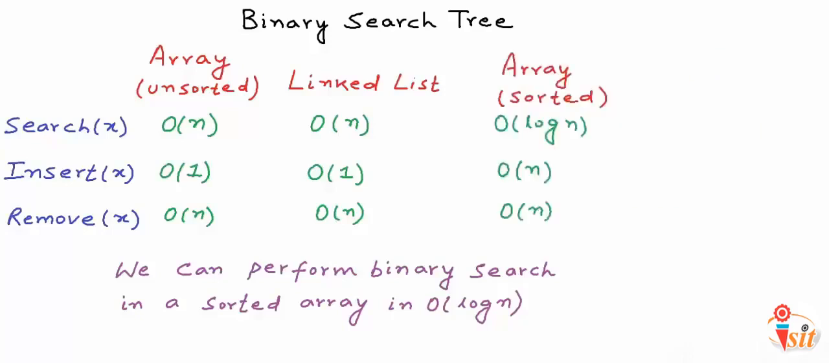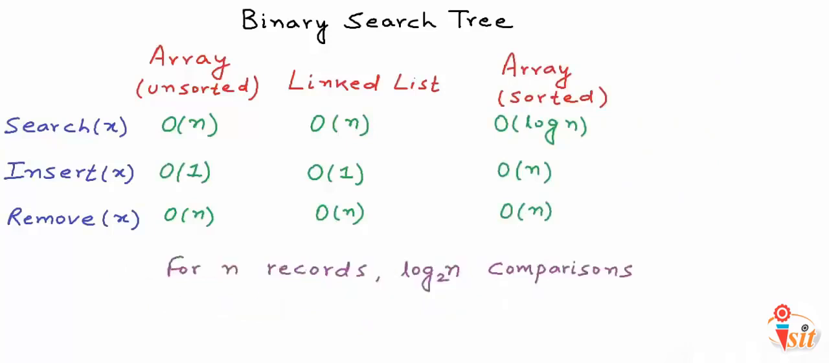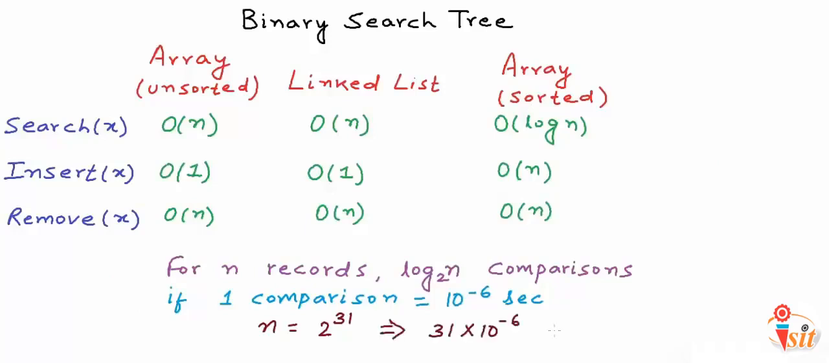Okay, so when we are using sorted array, cost of search operation is minimized. In binary search for n records, we will have at max log n to the base 2 comparisons. So if we can perform million comparisons in a second, then for n equal 2 to the power 31, which is greater than 2 billion, we are going to take only 31 microseconds. Log of 2 to the power 31 to base 2 will be 31. Okay, we are fine with search now. We will be good for any practical value of n.